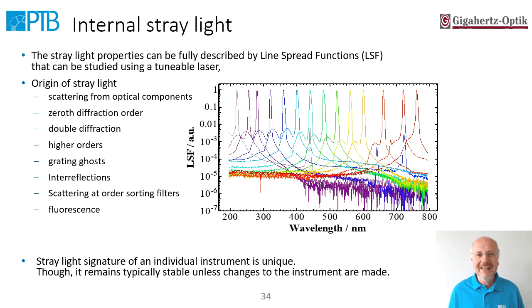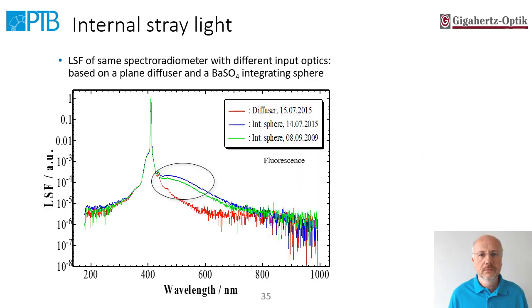What you get is a signature of your instrument, and this is usually stable, so it remains if you don't change your instrument. And by knowing this stray light signature, you might correct for it. But always keep in mind that the spectroradiometer also includes your entrance optics, and this can have a huge effect on your stray light signature of the instrument. In this example, you can see that a barium sulfate integrating sphere produces a lot of fluorescence stray light, and this might also be temporally dependent.